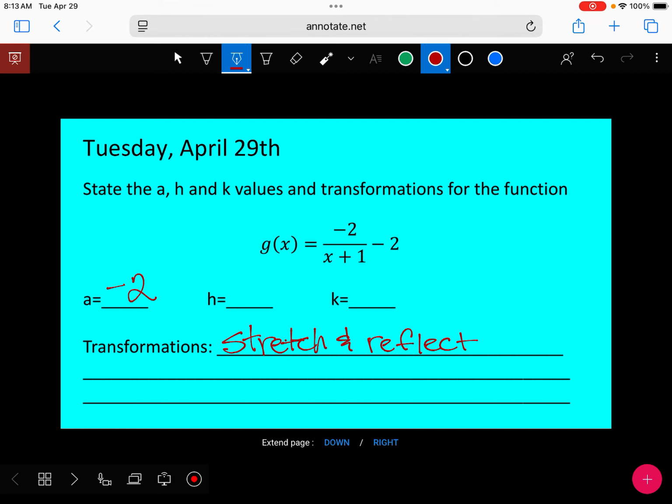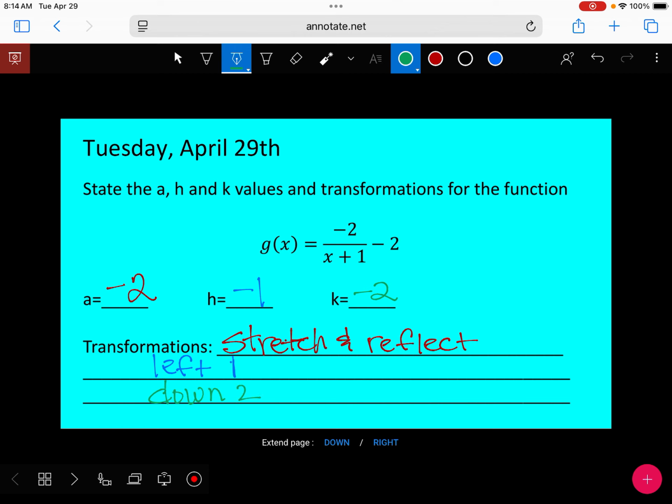And what about H? H is -1, which is going to make it go left 1. And lastly, what about K? -2, which is going to move the graph down 2.